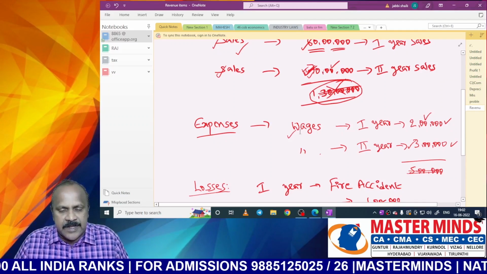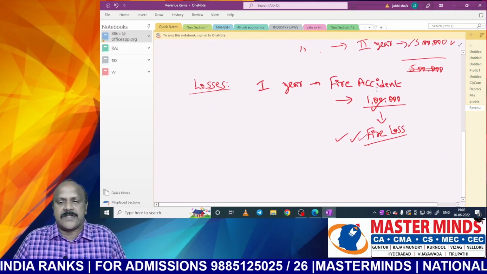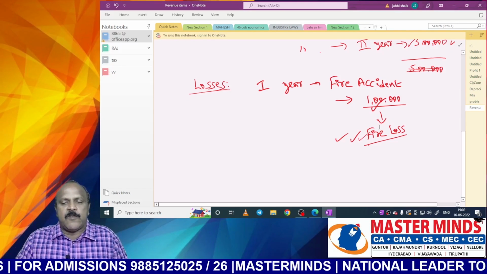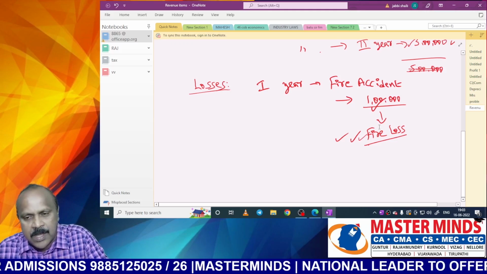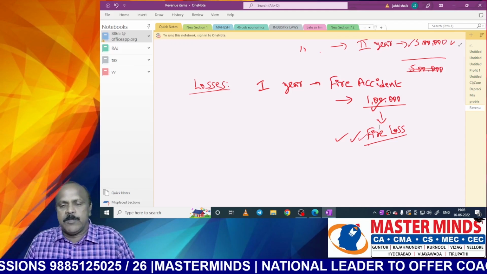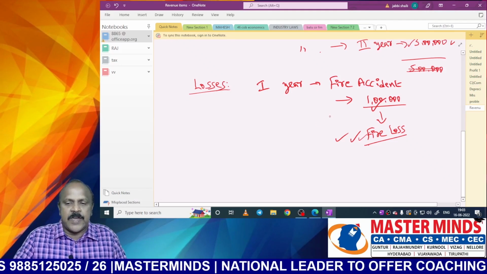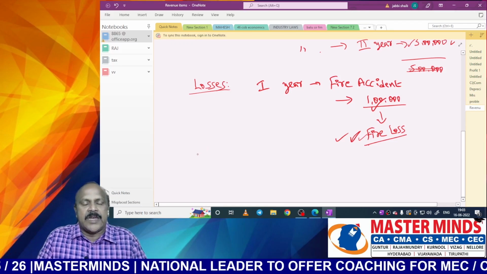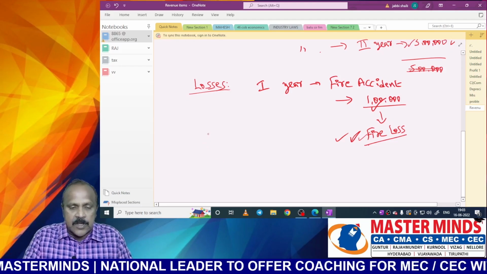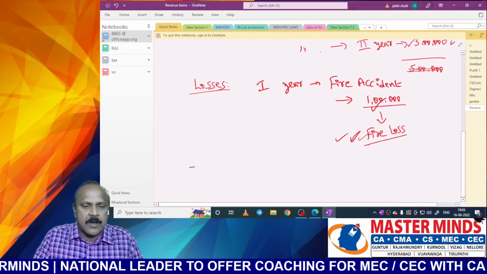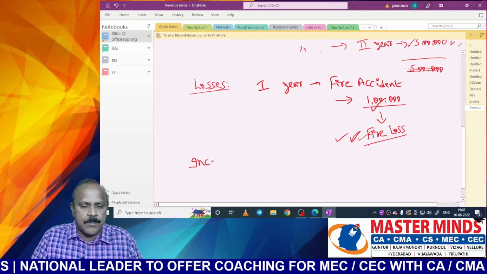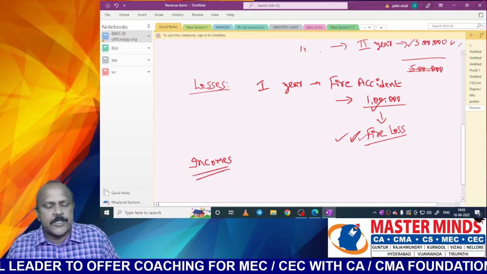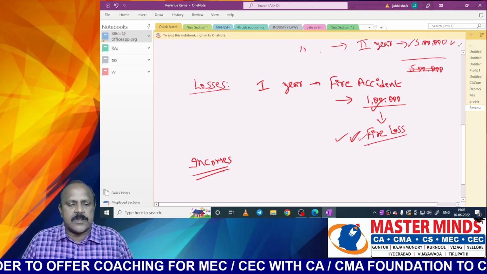As we have explained this in case of wages, all losses are revenue because the fire loss of the first year cannot be carried forward to the next year. This is called first year's loss and should not be carried forward to the next year. This way, it is also a revenue item. Right, students? All expenses are revenue, all losses are revenue, and coming to incomes, students, all incomes are revenue.